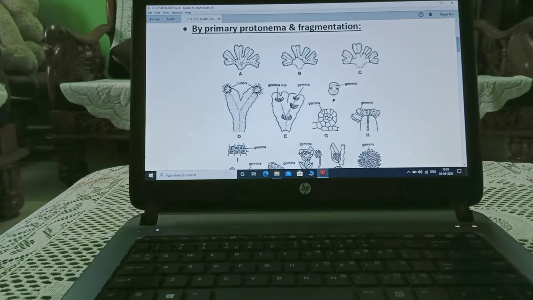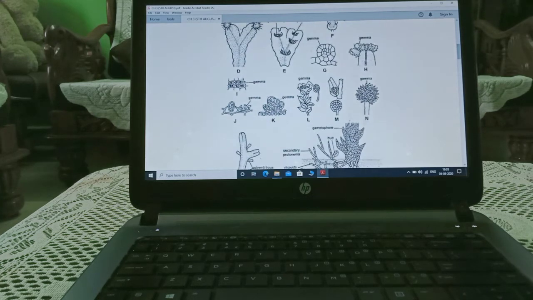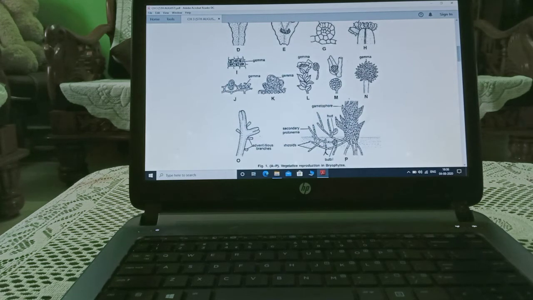Here is the gemma cup, here gemma, as you can see. Now here it is developing, gemma is developing in this manner. Now it is developed on the base. Next, cell division is going on and gemma is developing, meaning reproductive organs are developing and they are present inside the cup-like structure, so it is known as gemma. Here you can see how they are present.